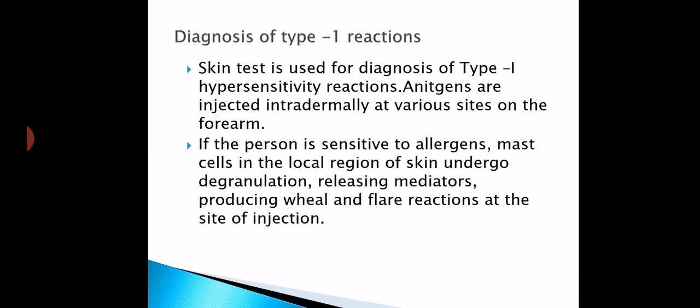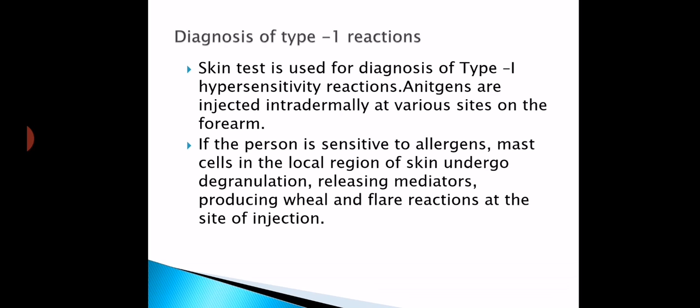So when we want to test allergy towards a particular antigen, we can inject the antigen into the body, especially in the forearm, and after some time, after 20 minutes or within 1 to 2 hours, we can observe a typical wheal and flare reaction there. That means if there is swelling or redness at the site of injection, then we can determine that the person has an allergy to that particular allergen.